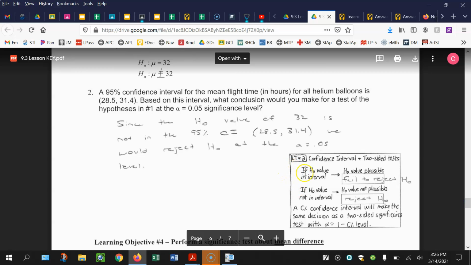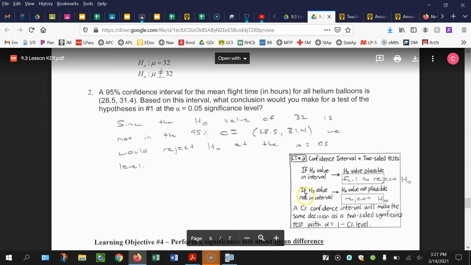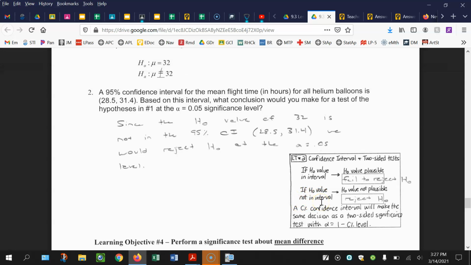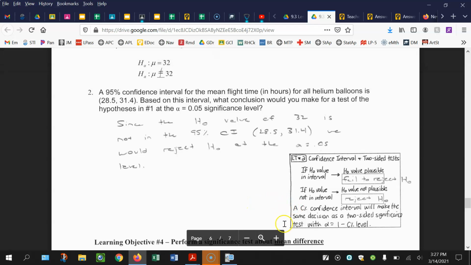Okay, filling this in, if the null value is in the interval, that means that null value is plausible, and we're going to fail to reject the null. And if the null value is not in the interval, which is what we just saw, that means that null value is not a plausible value, and we would reject that. So, summary, if you have a C% confidence interval, say 95%, it's going to make the same decision as a two-tailed test with 1 minus 95% or 5% level of significance.